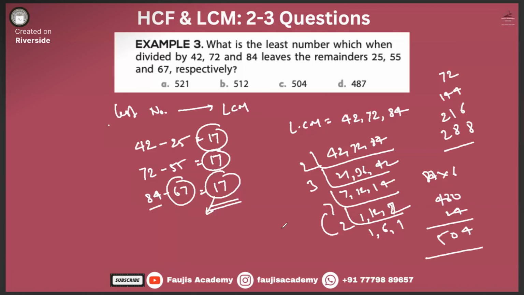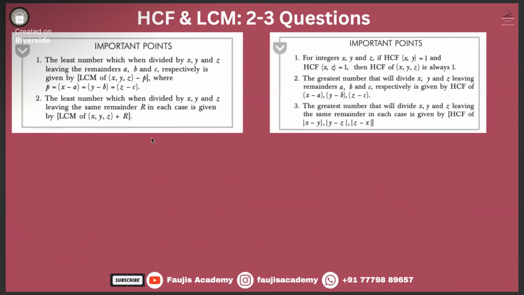Then the second one is the least number which when divided by x, y, z leaves the same remainder r in each case. If you want to understand it, it's saying least number, that means for sure we are going to find LCM, right? Now, if I ask you, find the least number which when divided by, let us say, 10, 12 and 15 leaves 2 as the remainder, then what?